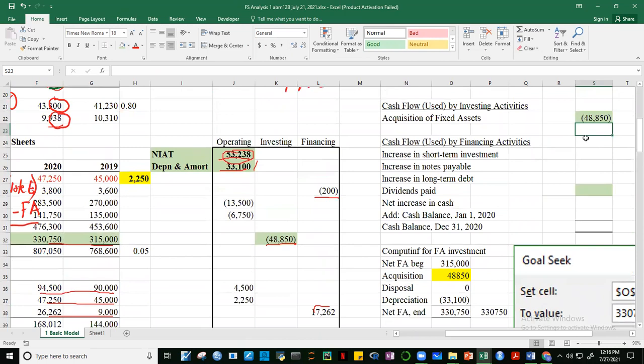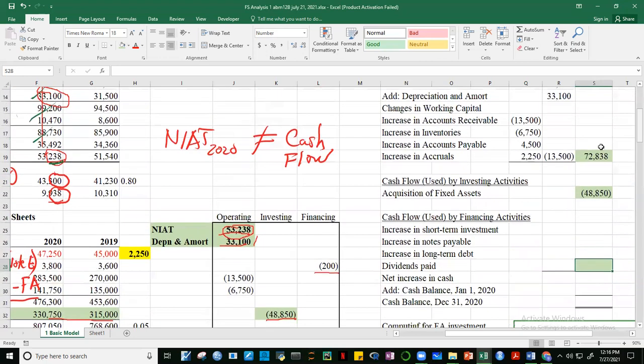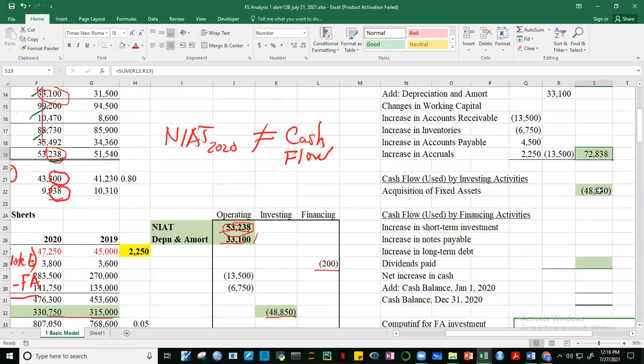And then lastly, yung financing activities. Ganun din, guys. Nakalagay lang din: increase in short-term investment, increase in notes payable, increase in long-term debt, at saka dividends paid. Dito natin ilagay para may isang total tayo for financing. Notice na accounting, gusto natin itong mga totals na to for operating, investing, financing, nakasegregate siya.